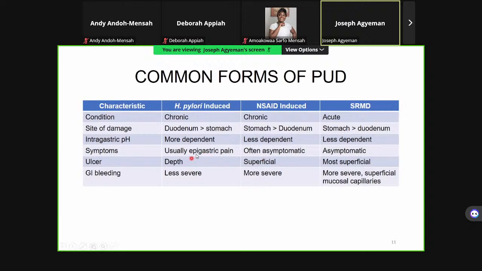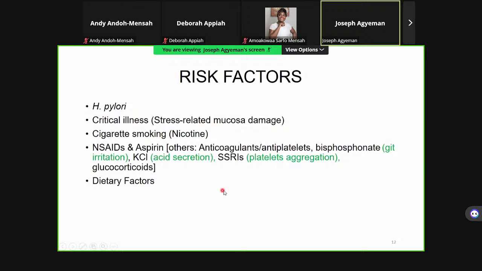For H. pylori, the wound is deep, whilst the remaining 2 have superficial injury. But in terms of bleeding, it is more severe with NSAIDs and the stress-related one that is acute as compared to the H. pylori.